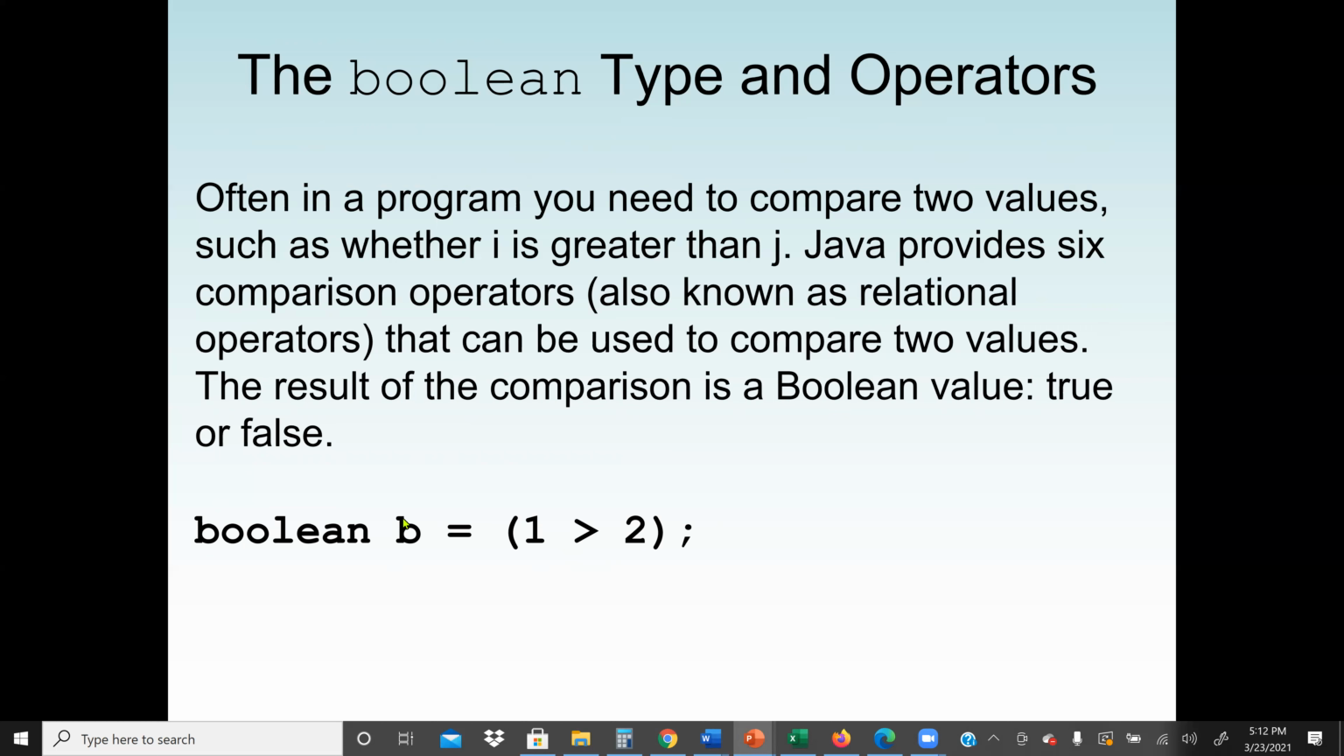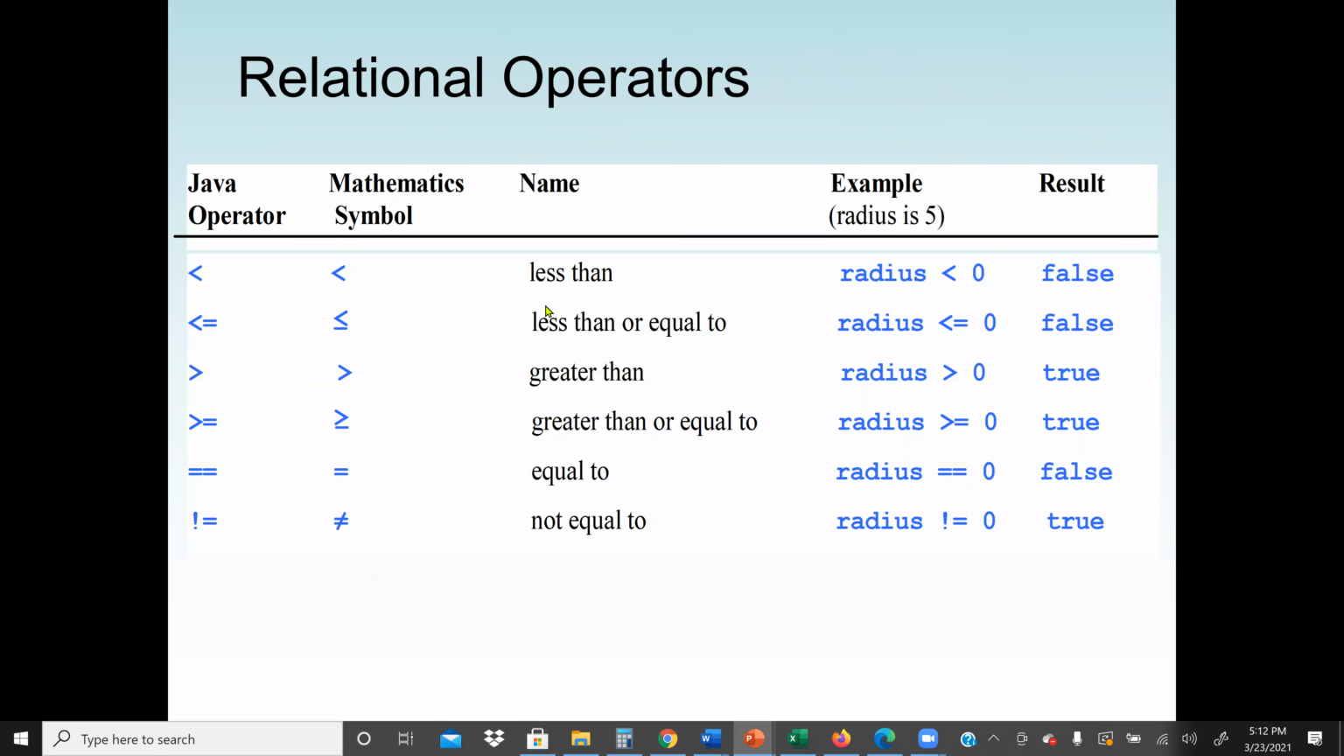Now, in some programming languages such as C++, we can declare b as int. When the condition is true, it stores 1. When the condition is false, it stores 0. But Java gives us the option of the Boolean type with true or false. So these are the relational operators we are going to use to write selection statements, or decision-making conditions.